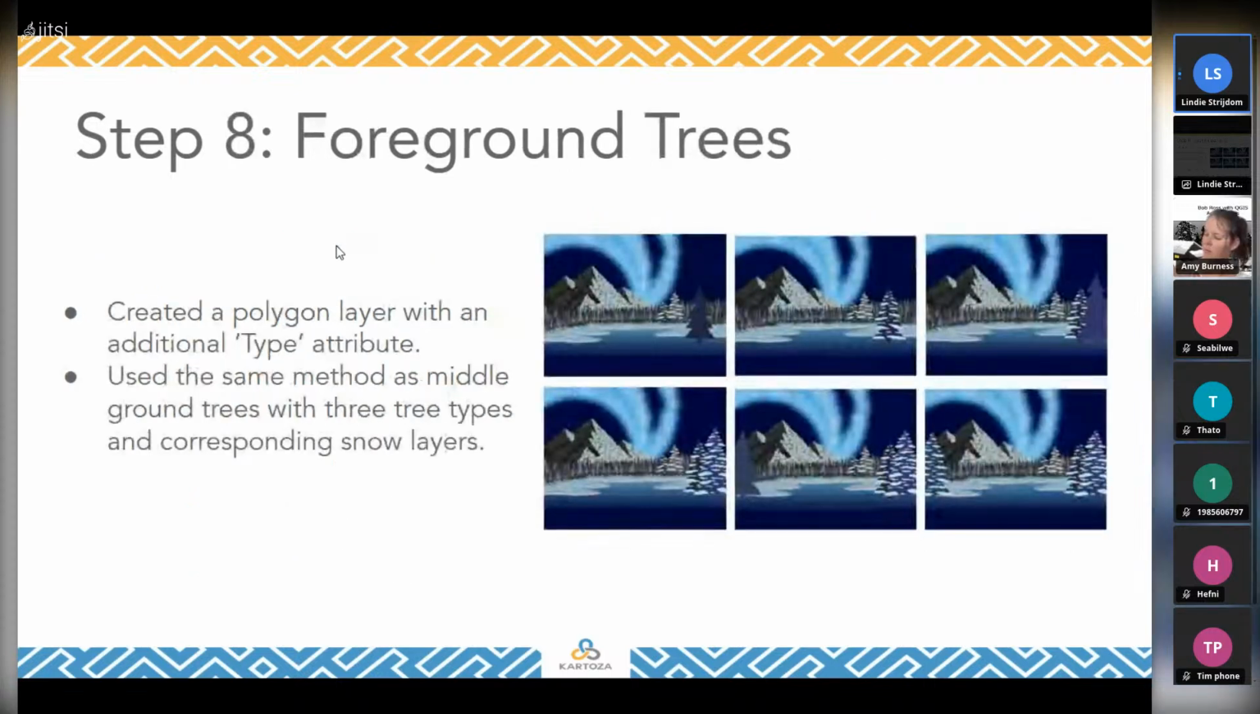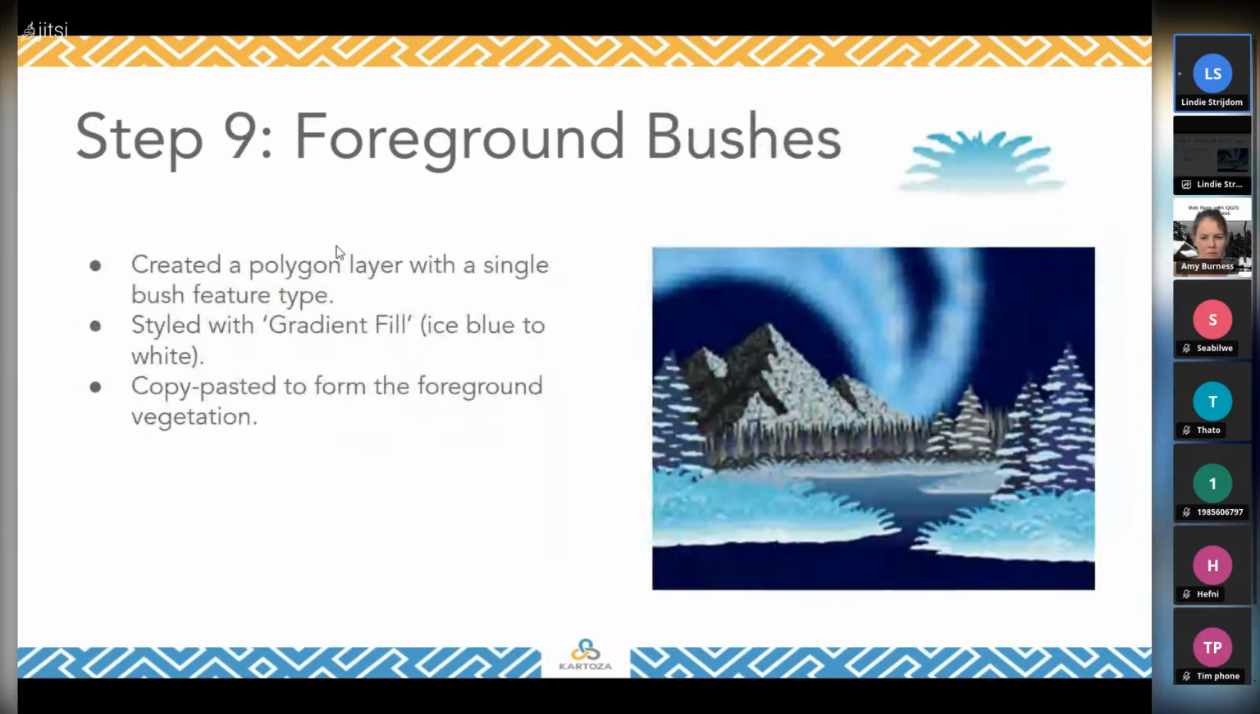For the 8th step, I created a polygon layer, again with the additional type attribute, to represent the foreground trees. I used the same method as the middle ground trees, creating 3 tree types and their corresponding snow layers, ensuring consistency across the scene. For the 9th step, I created a polygon layer with a single bush feature type, styled using a gradient fill from ice blue to white, as seen in the top image. I then copy-pasted the bushes to form the foreground vegetation, adding depth and detail to the scene.